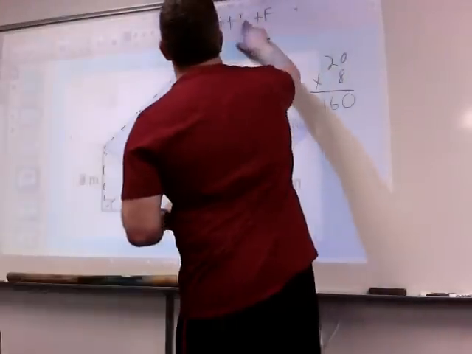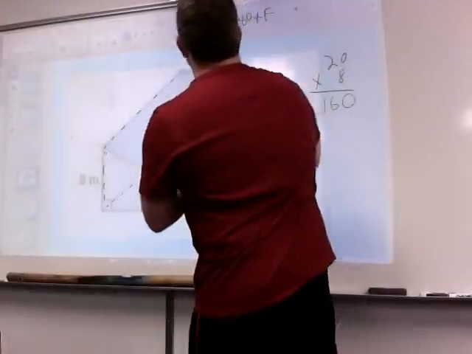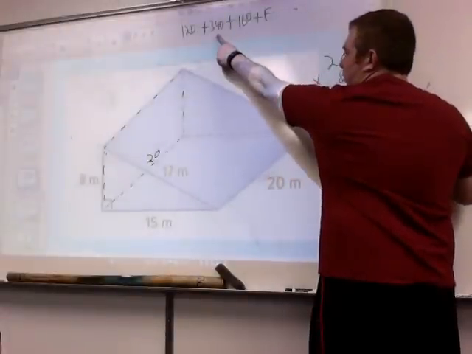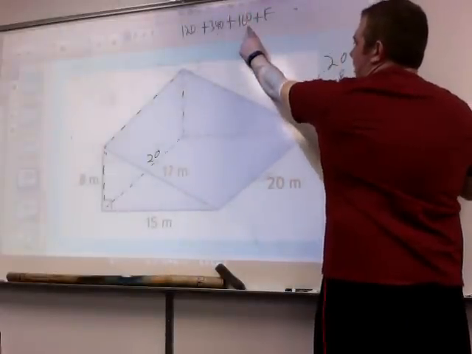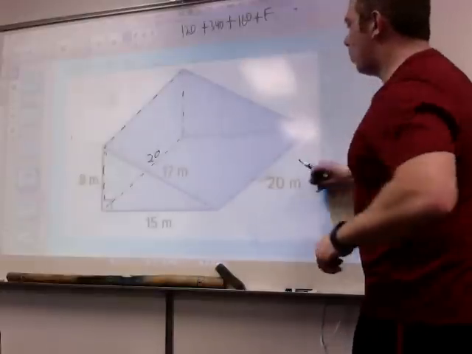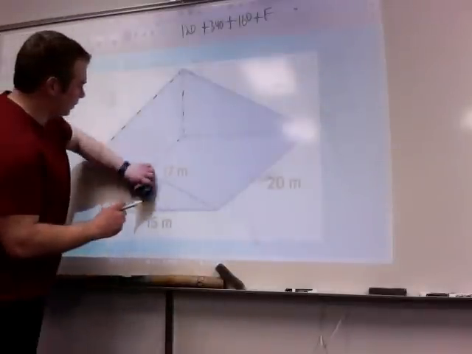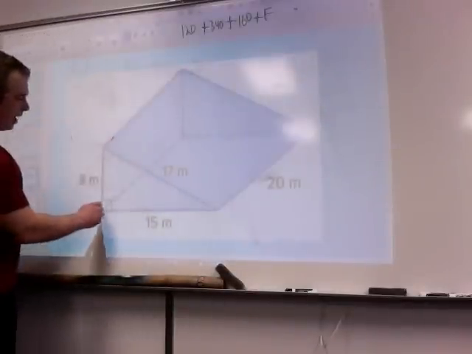I have one more face to go. So my 2 bases were 120, triangular bases. My first face was 340. My next face is 160. I have one more to go, and it's the bottom one. It's this one. Let me erase this. It's this bottom one right here.